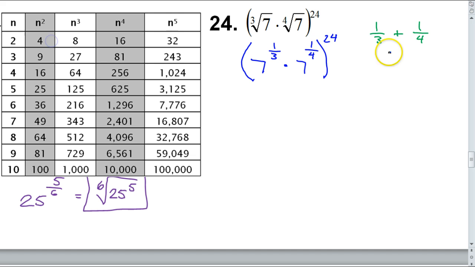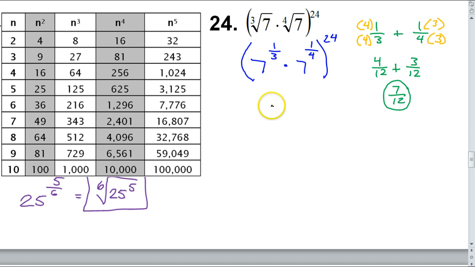Okay, so we will multiply this one by 4 to make 12, and we will multiply this one by 3 to make 12. So that is why we will have 4/12 plus 3/12, which is 7/12. Okay, so that's what is going to happen to these exponents. So that is why I will have 7 to the 7/12 power.